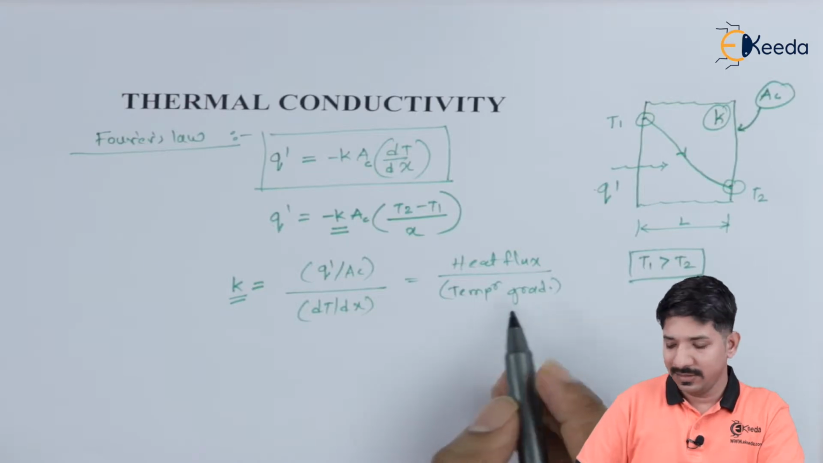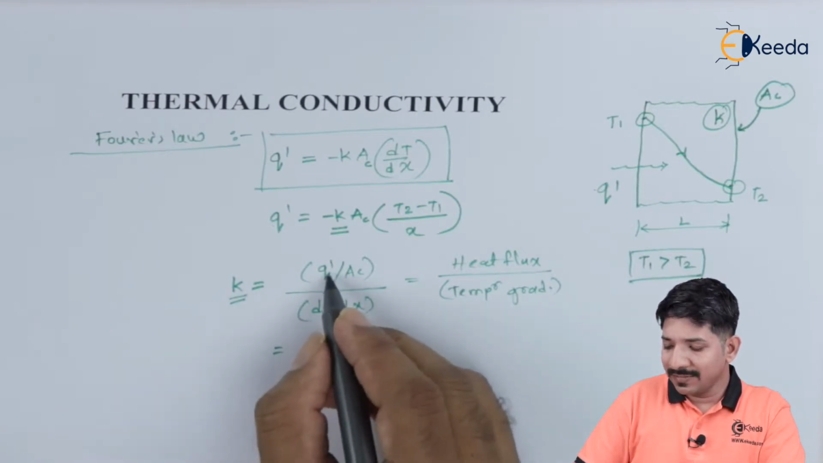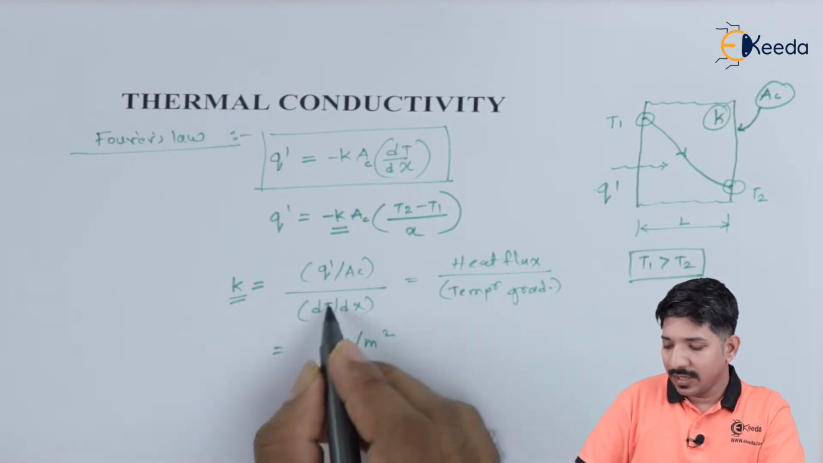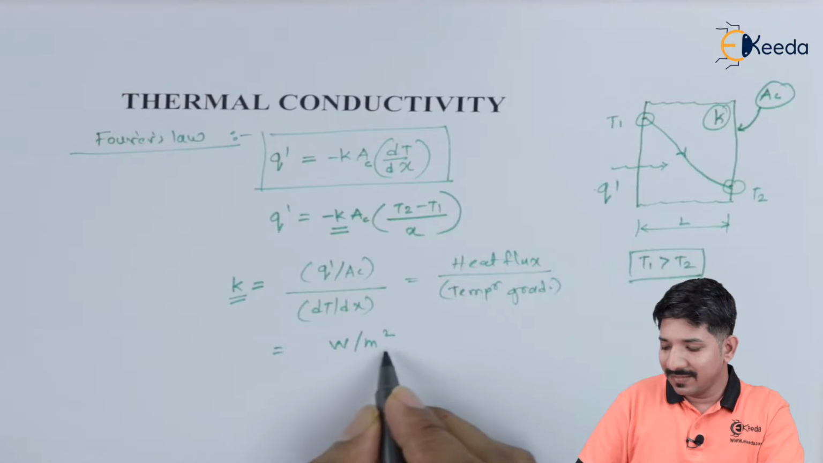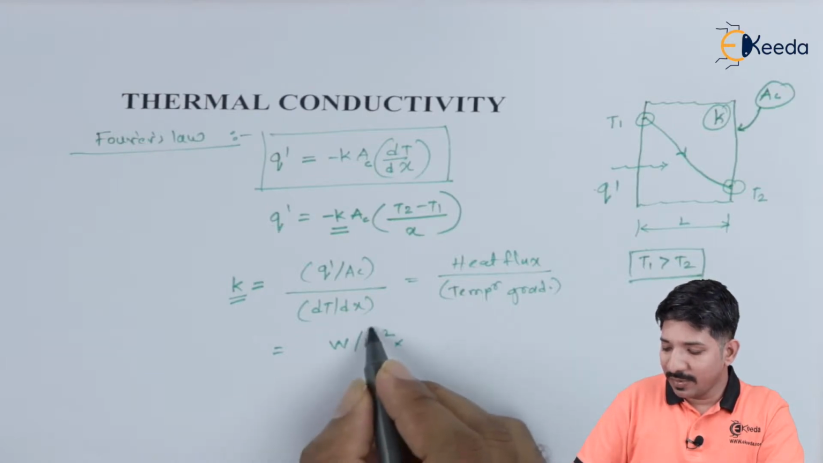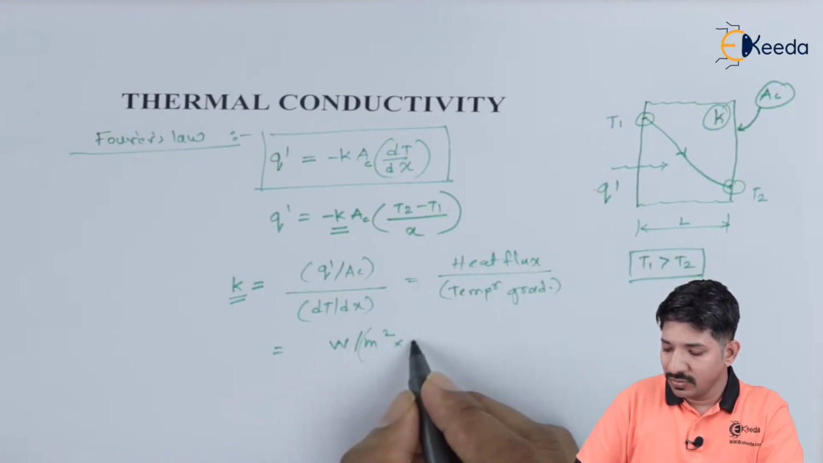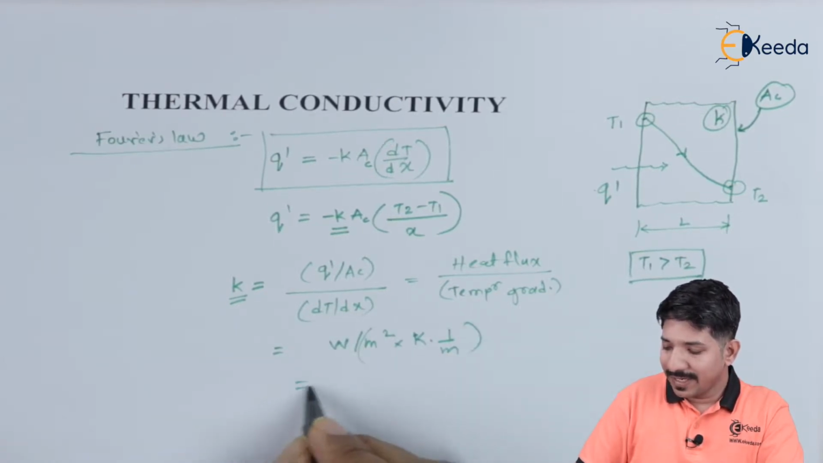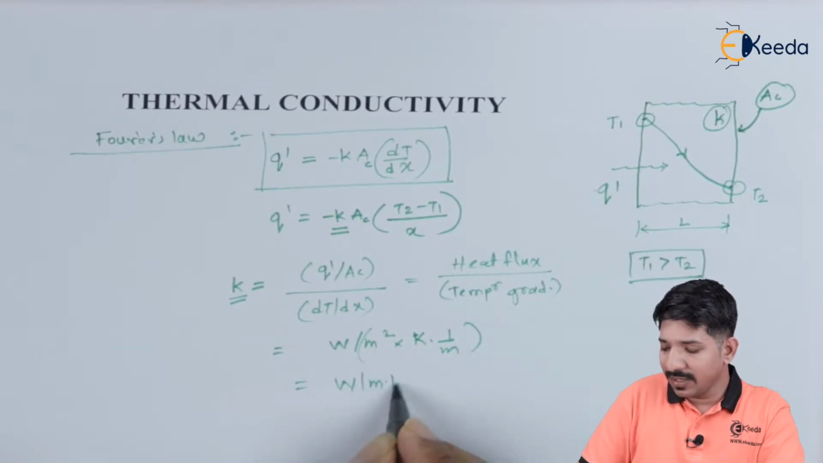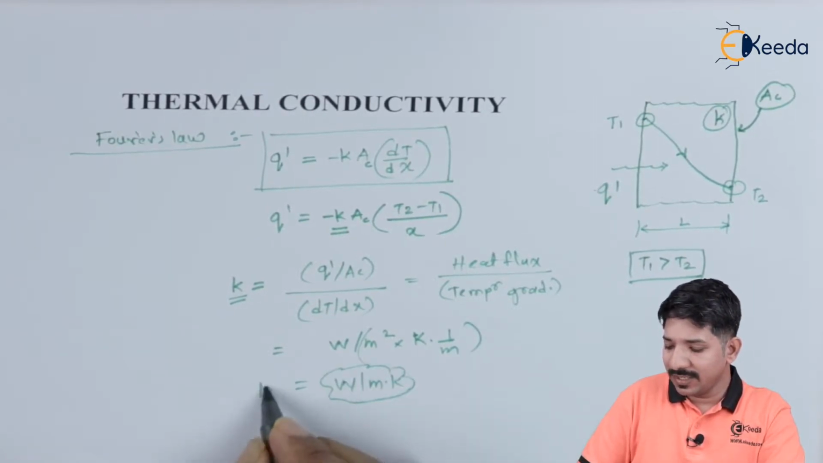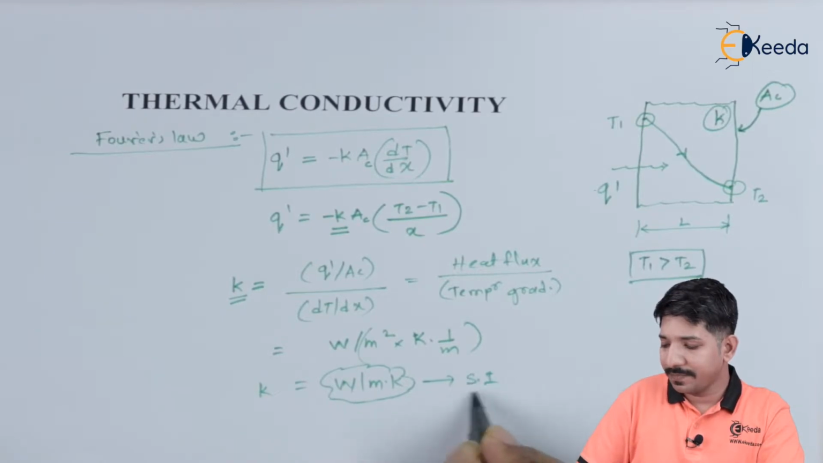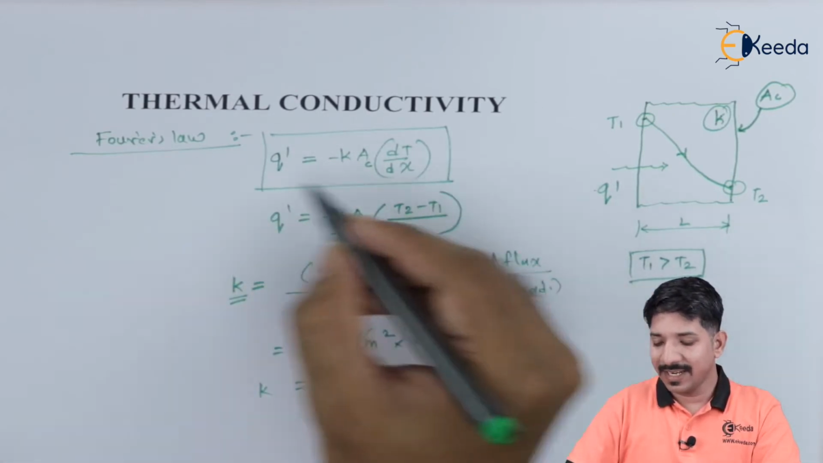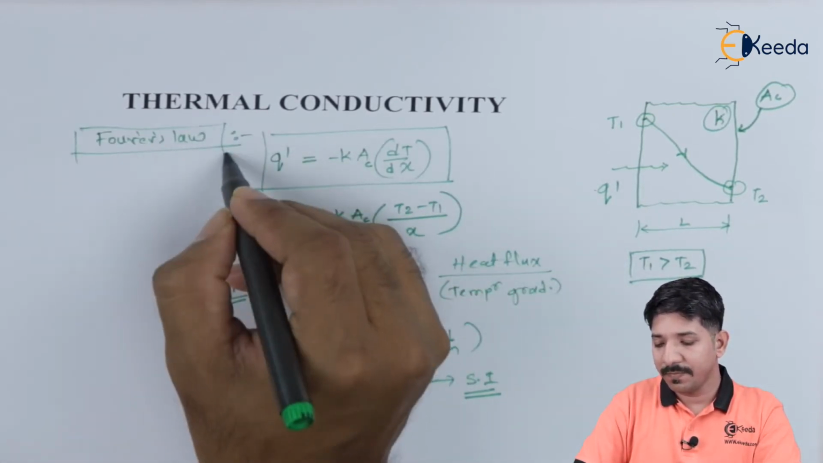Obviously the unit for thermal conductivity here is watt per meter square, and let me write in the denominator itself, meter square into Kelvin, and this is 1 by meter. So I can easily write this as watt per meter Kelvin, which is the unit of conductivity in SI format. So this is all about the thermal conductivity basics that we can talk from the Fourier's law.